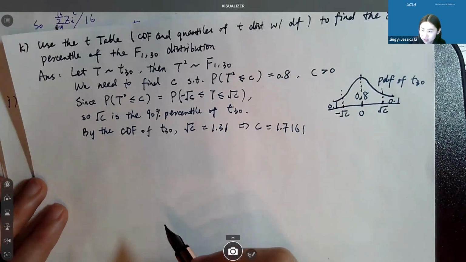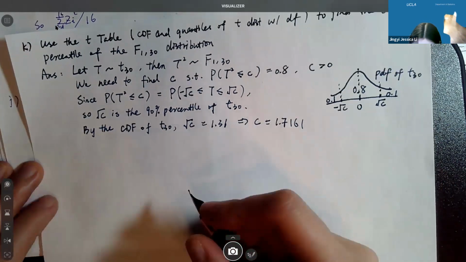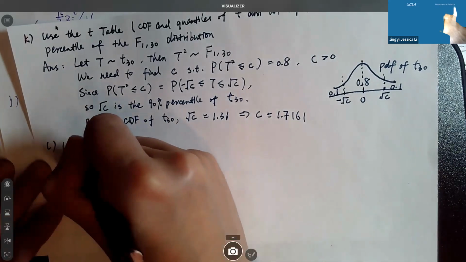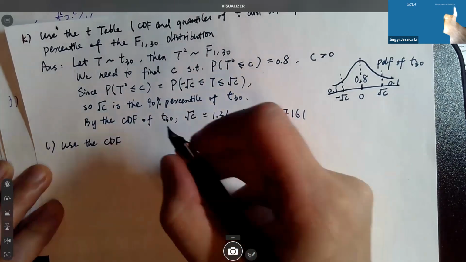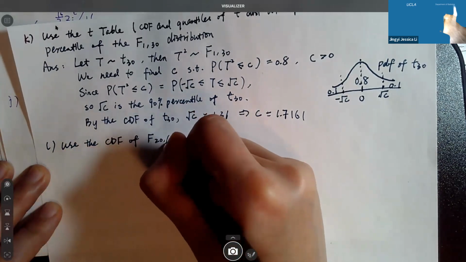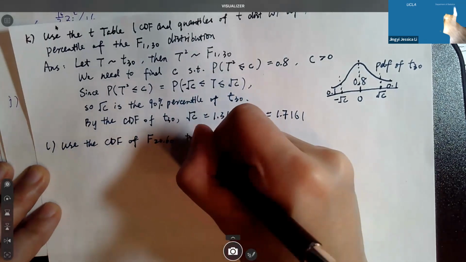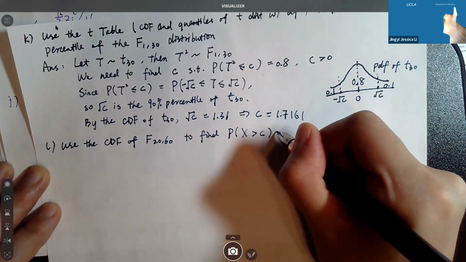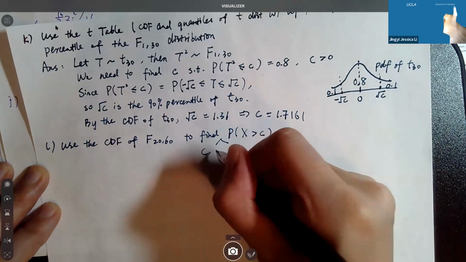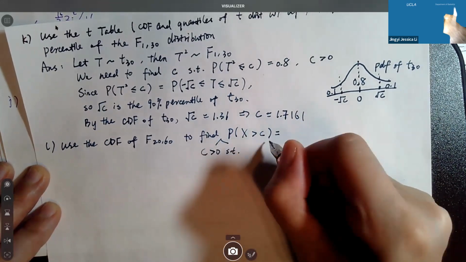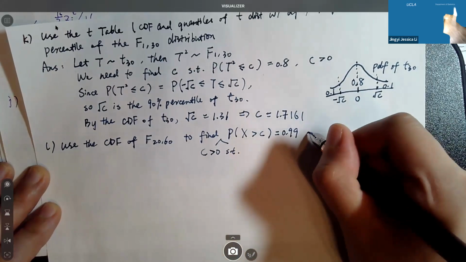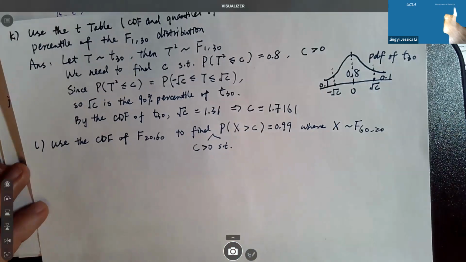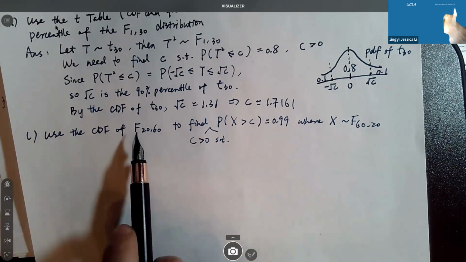Okay, do we have questions? All right, so our last practice problem, let's call that L. The problem is: use the CDF of F2060, this F distribution, to find C greater than 0 such that the probability X greater than C is 0.99, where X follows the F distribution with 60 and 20 degrees of freedom. So you can see by design, this problem is about the relationship between this F2060 and the other F6020.